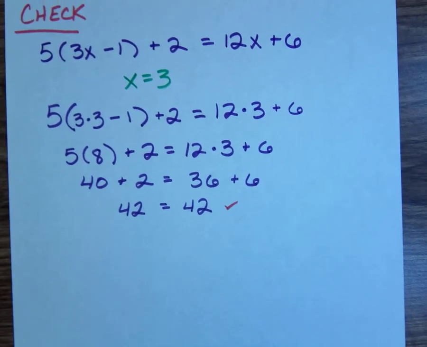If those two sides of the equals end up being different, if I end up with something like 42 equals 9, that would tell me x equals 3 was not the correct answer, and I would need to redo the problem and rethink my life. Or maybe just redo the problem.